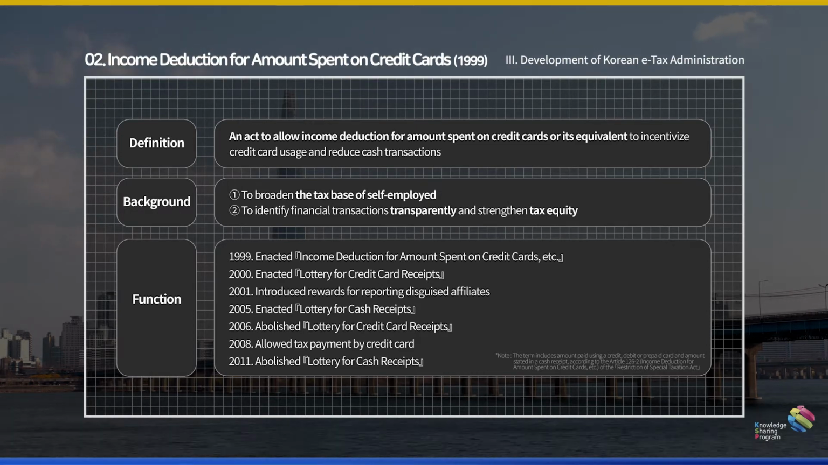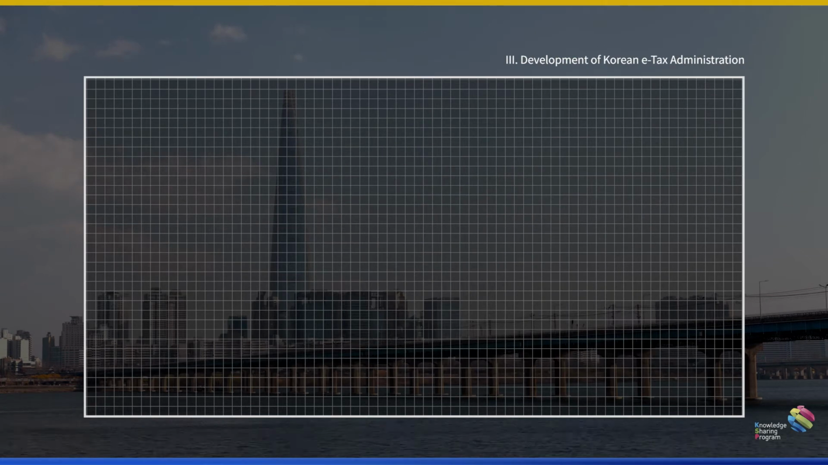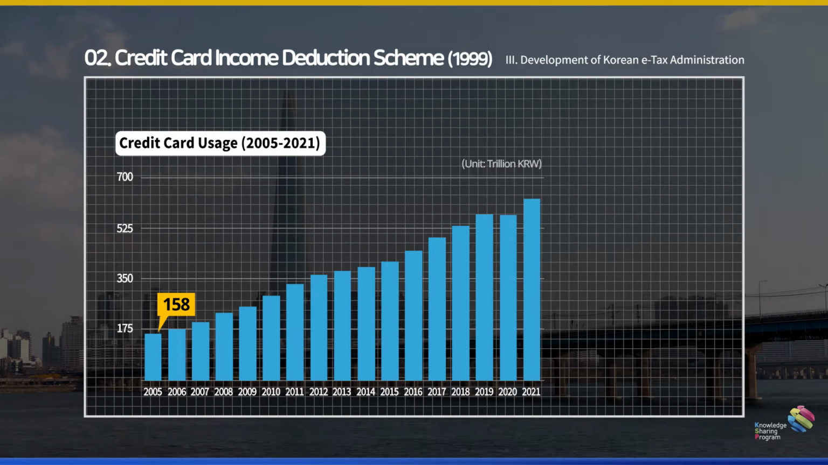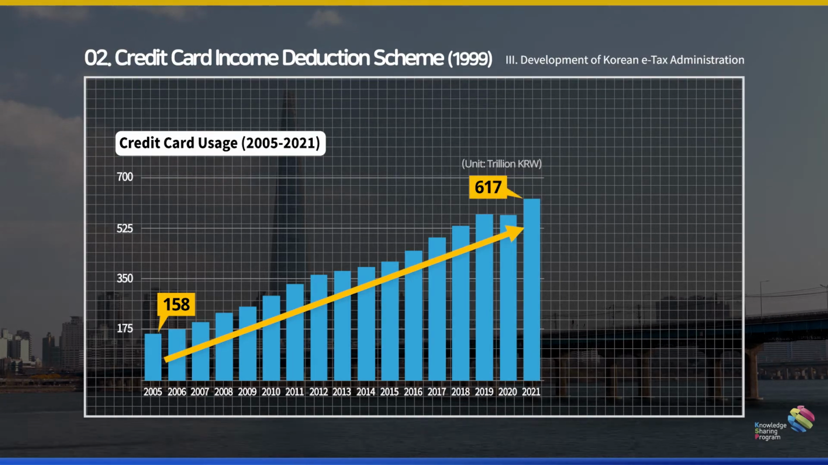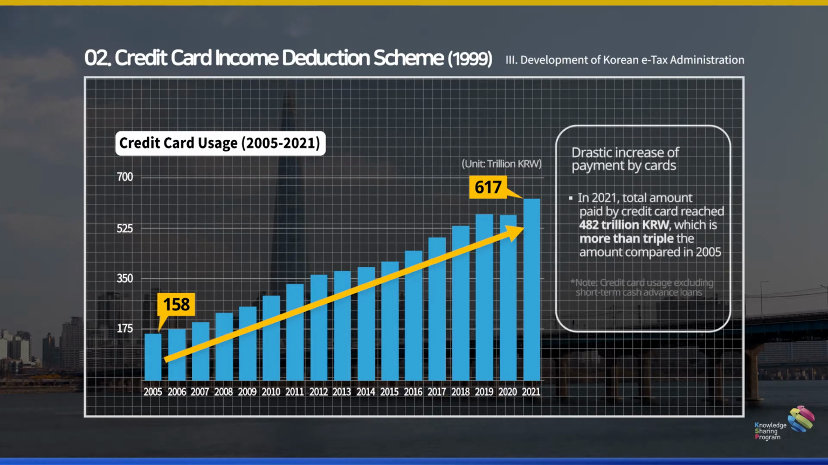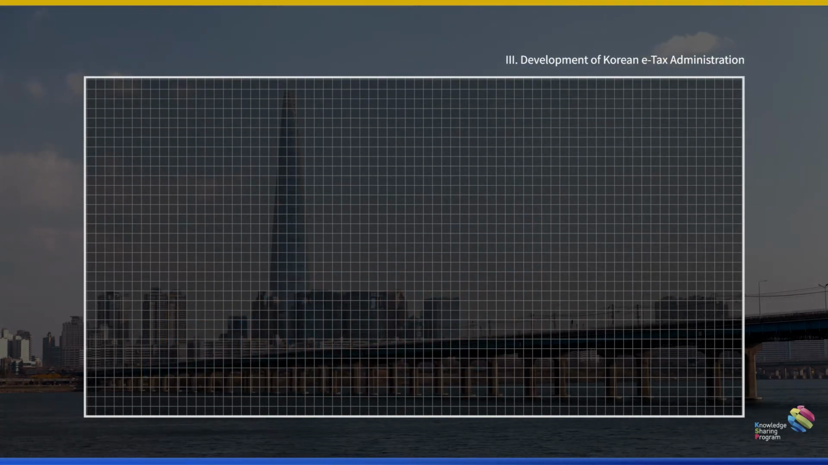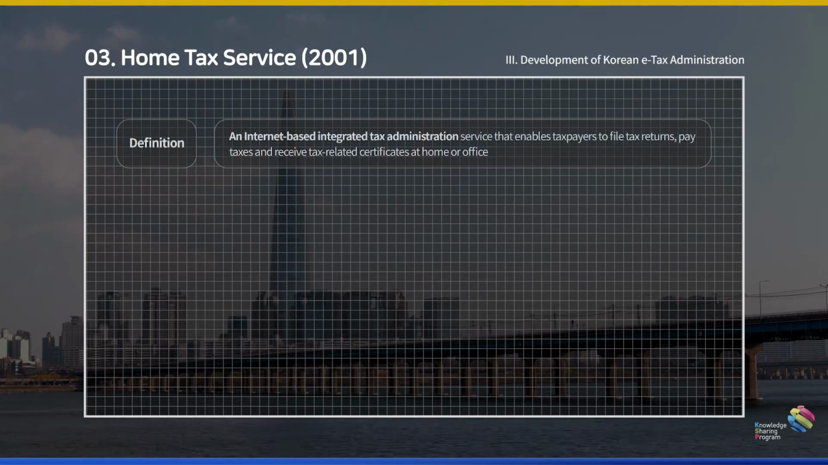Ever since 1999, related developments have occurred regarding lottery for credit card receipts, rewards for reporting disguised affiliates, and allowing tax payment by credit card. Most recently, the lottery for credit card receipts was abolished in 2011. After the amendment of the law incentivizing credit card usage, there has been a drastic increase of payment by cards, and in 2021, the total amount paid by credit cards reached 482 trillion Korean won, which is more than triple the amount in 2005.